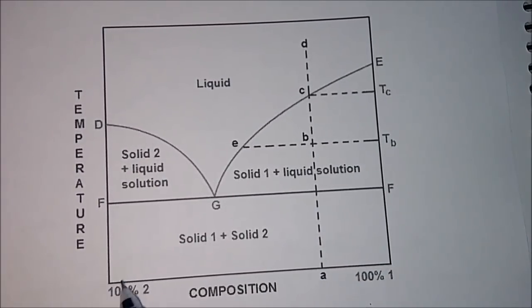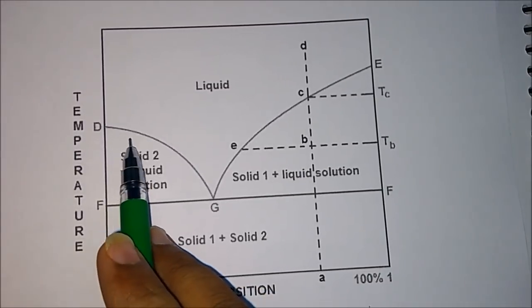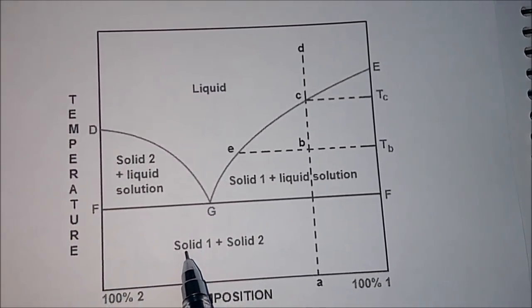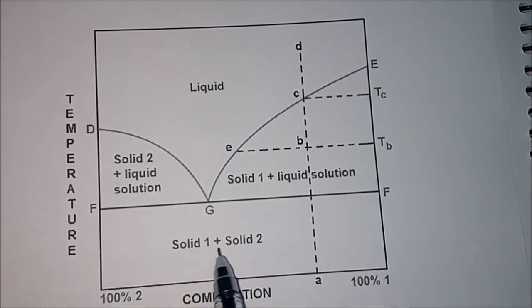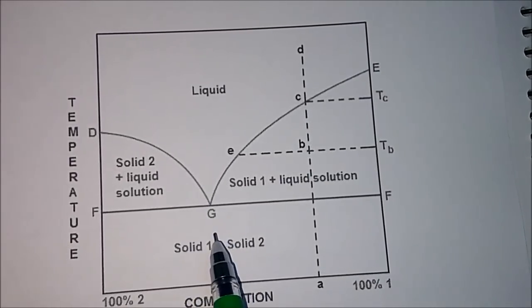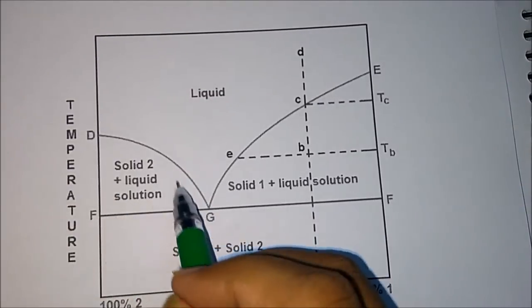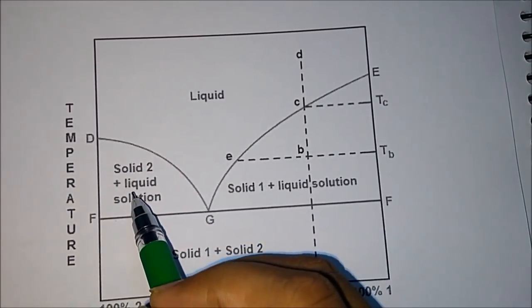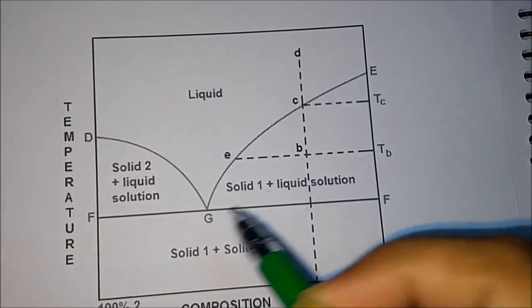Now along this curve, in this rectangular box, what is there? Solid 1 and solid 2 are in a mixture, meaning both of the solids are present in a mixture. Now in this area, solid 2 is in solid form, whereas the other thing is in liquid solution. All right, means this is converted into liquid here.